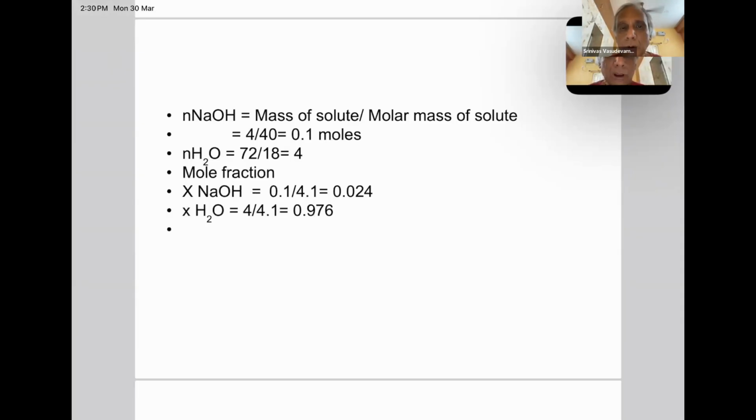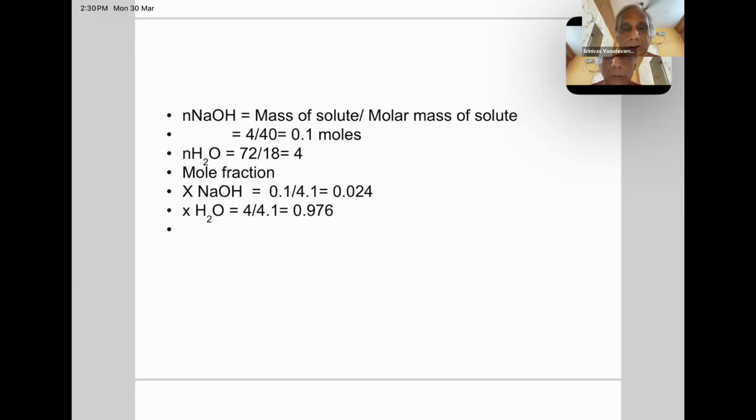Number of moles of solute sodium hydroxide, mass of sodium hydroxide divided by molecular mass of sodium hydroxide, 4 by 40, 0.1 here. Same, number of moles of solvent water, mass of water divided by molecular mass of water, 72 by 18, 4 here. So total number of moles is 4 plus 0.1, 4.1 here.